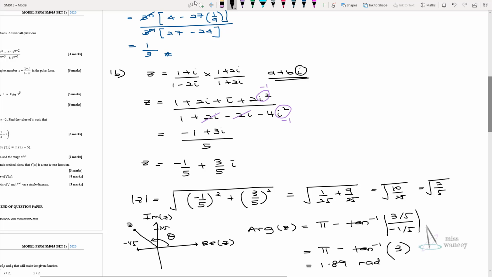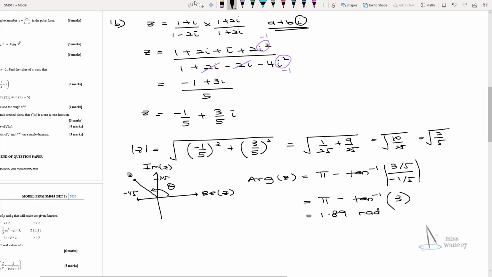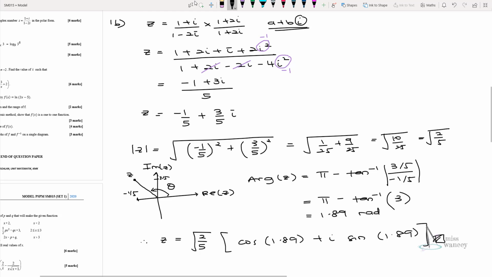Therefore, z is equal to r. r is our modulus of z, which is square root of 2 over 5, r cos theta, so cos 1.89 plus i sine 1.89. So that is our polar form. Okay, so done with this, let me proceed with the next question.